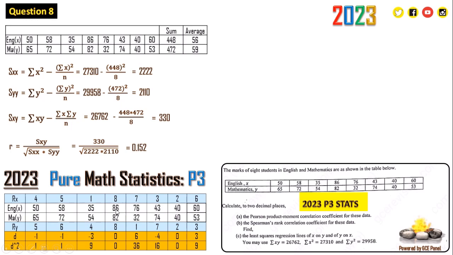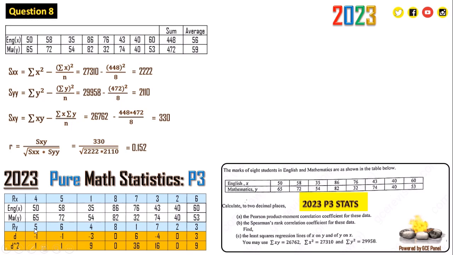Now we're actually going to do a ranking of what? The scores for maths. For maths, the smallest score is 1. It's 32. So the first position you have 32. Next, 40. Number 3 is 53. Number 4, 54. Number 5 is 65. Number 6, 72. Number 7 is 74. And number 8 is 82.